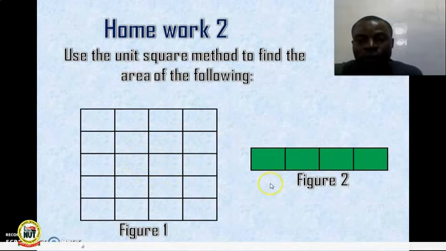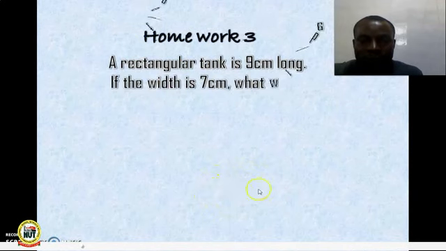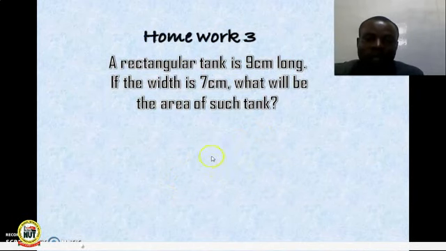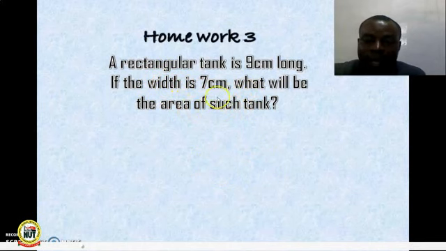Good. So the last homework, that is homework 3. Yes, you guys are going to work because this topic is very, very interesting. A rectangular tank is 9 centimeters long. If the width is 7 centimeters, that is the breadth also, either you use width or you use breadth, is 7 centimeters. What will be the area of such tank?